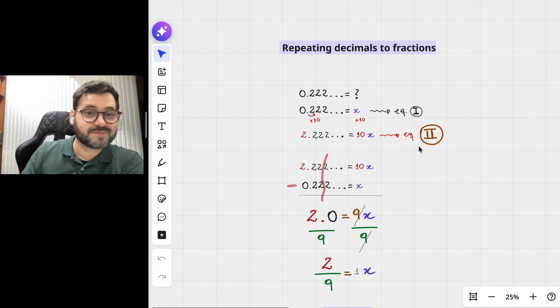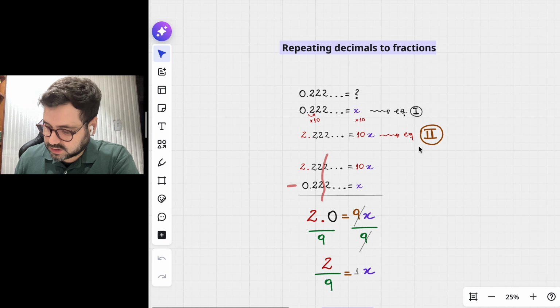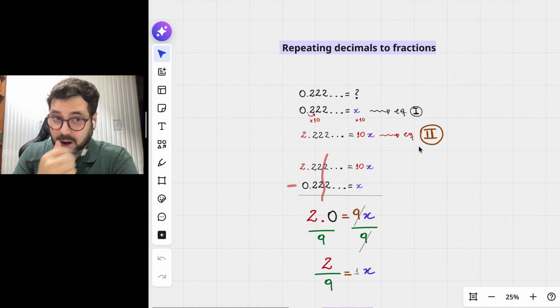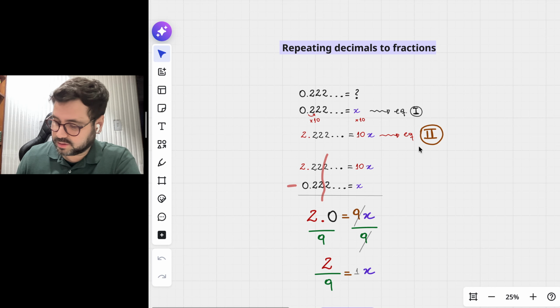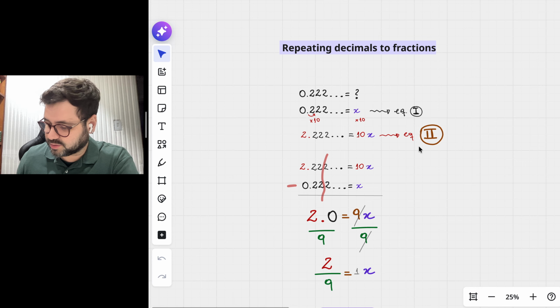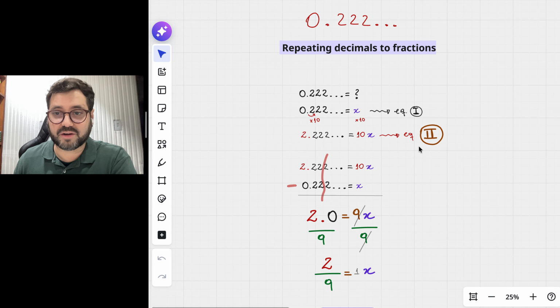Hi guys. So some of you guys asked me to show you how to write a repeating decimal as a fraction. First of all, what is a repeating decimal? Basically, a repeating decimal is when I have the decimal point and I have the decimal part repeating forever and following a pattern. In this case, the pattern is a repetition of the digit 2. So it goes 2, 2, 2 forever. How do I know it goes forever? By looking at these three dots.